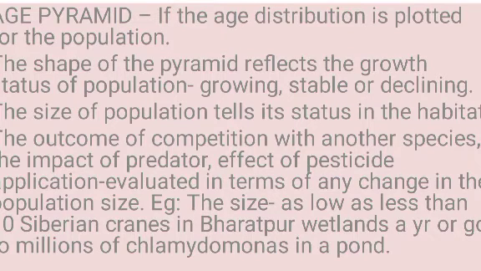So what is population density? It is the number of individuals of a species per unit area or volume. The number of individuals of a species per unit area or volume is said to be the population density. This population density is generally designated as N. It is represented by the alphabet N.